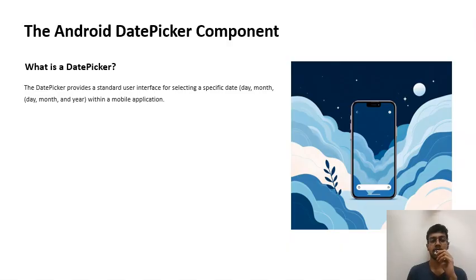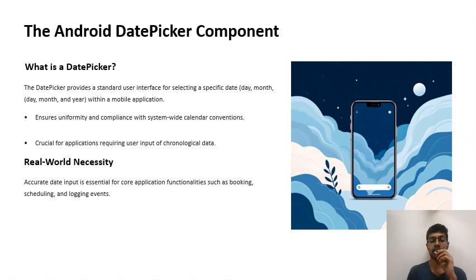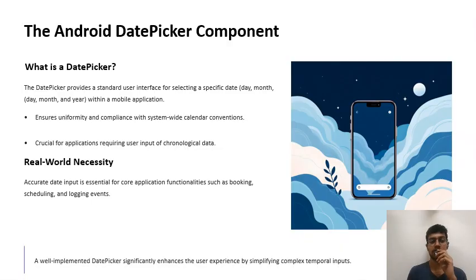When we break it down technically, think of it as Android's built-in date selection assistant that prevents typos like February 30, handles localization automatically, and provides a visual calendar that everyone can understand. When we talk about real-time necessity, we can think like this. Accurate date input is essential for core application functionalities such as booking, scheduling, and logging events.